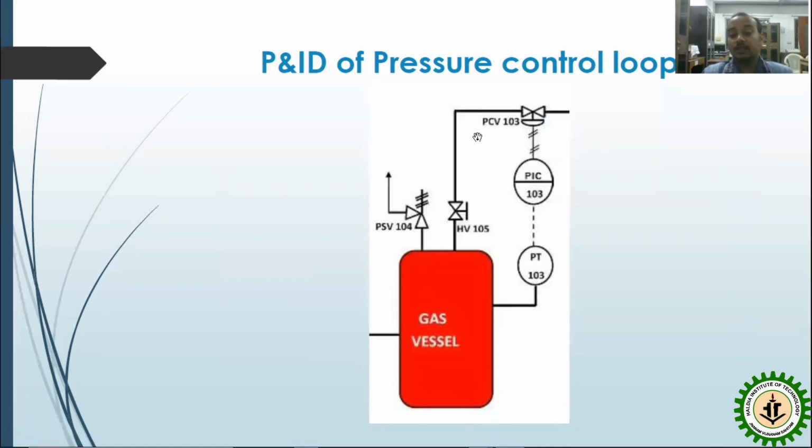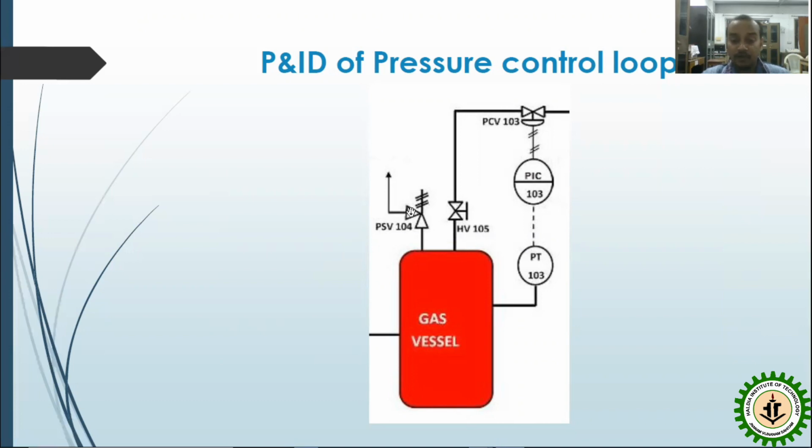It is PCV, pressure control valve, and it will have the same tag number or loop number of 103. Without this loop 103, which is the pressure control loop, we have HV105. If we try to get the knowledge about it, it is hand valve 105. H means hand, V is the succeeding letter which gives us the information valve. So hand valve 105 is associated over here from the safety point of view.